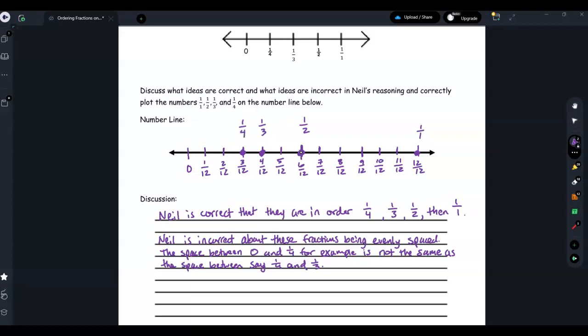So you can see here the difference between what Neil originally plotted and what we have here. The order's correct. Going from left to right, we had 0, then 1/4, then 1/3, then 1/2, and then 1. But the spacing is definitely not evenly spaced. 1/2 is in the middle between 0 and 1, and everything else is to the left of that. 1/4 and 1/3 are really close together, whereas the distance between a third and a half, and the distance between a half and 1, are much bigger than that initial difference between 1/4 and 1/3.